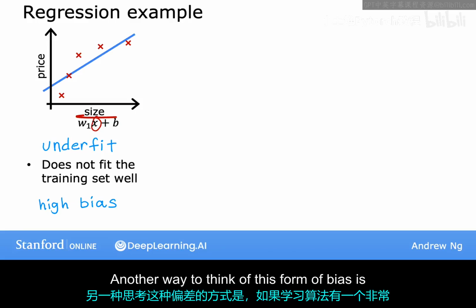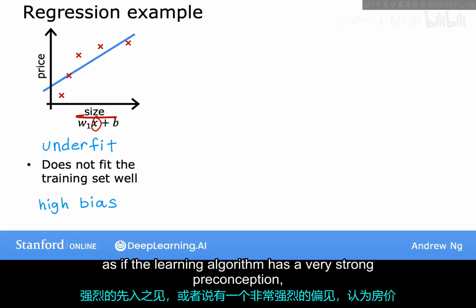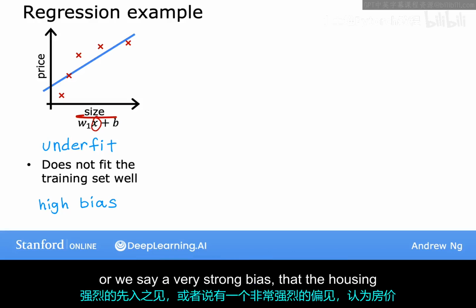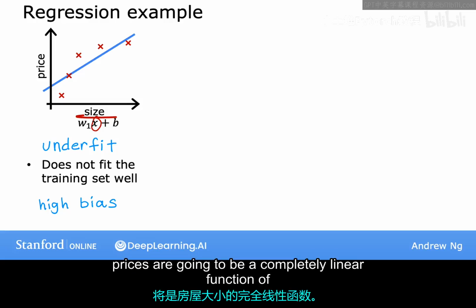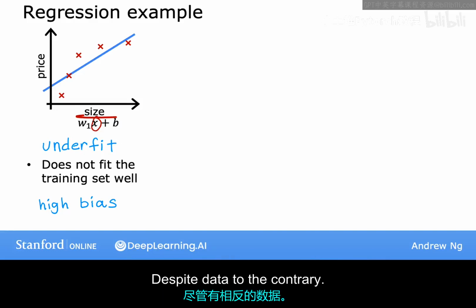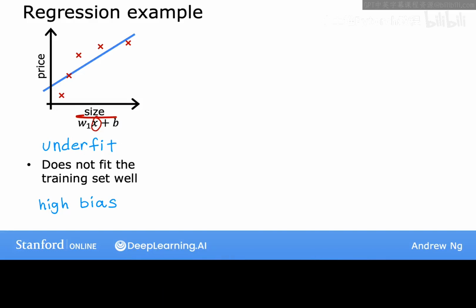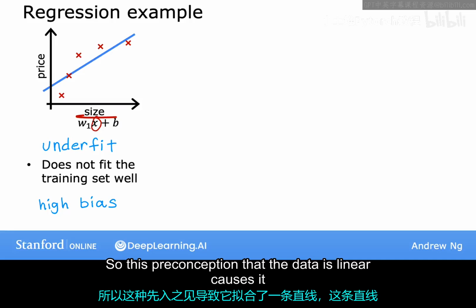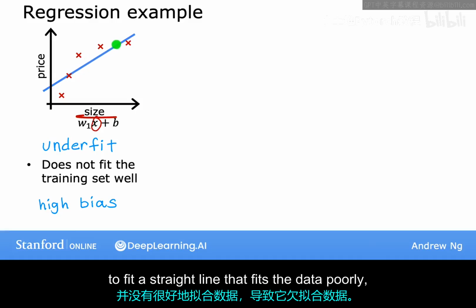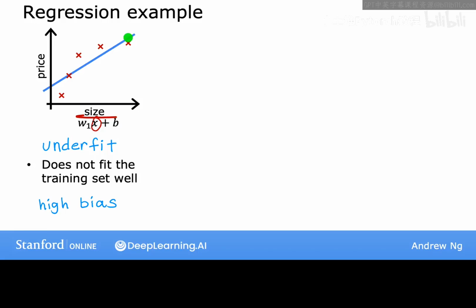Another way to think of this form of bias is as if the learning algorithm has a very strong preconception, or we say a very strong bias, that the housing prices are going to be a completely linear function of the size, despite data to the contrary. So this preconception that the data is linear causes it to fit a straight line that fits the data poorly, leading it to underfit the data.